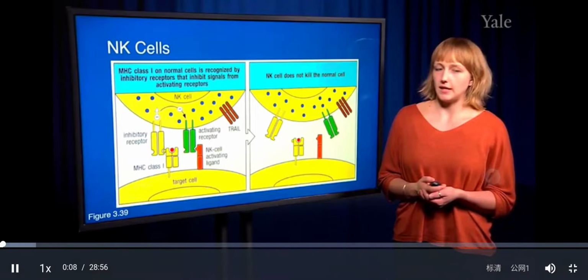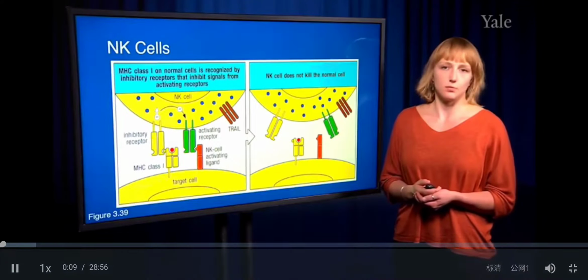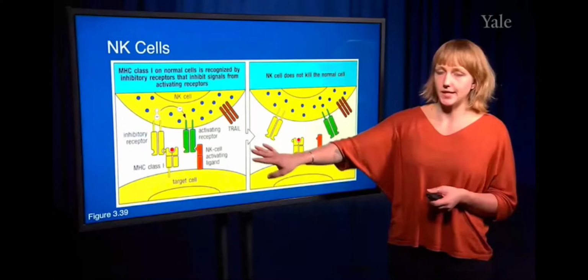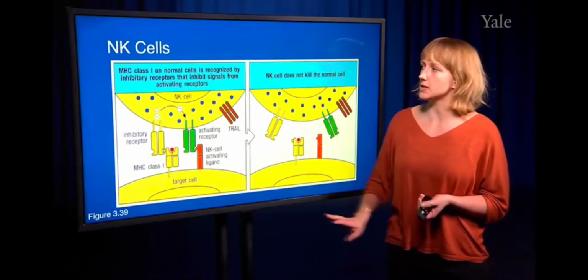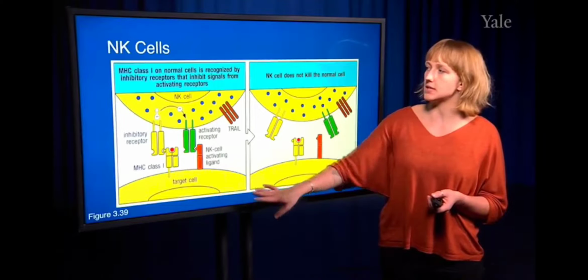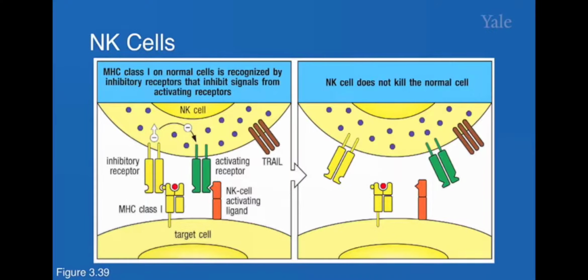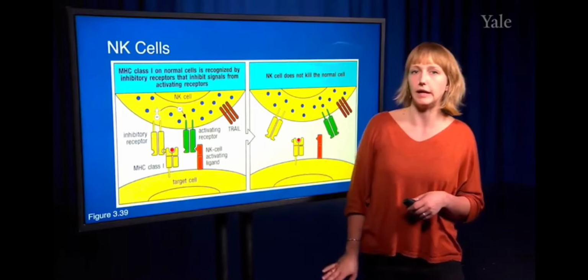NK cell work is as follows. So as you may know, MHC class I molecules are expressed on all nucleated cells of a host. So MHC class I on all normal cells, and by normal I mean uninfected cells, is recognized by inhibitory receptors that are on the NK cell. So you can see here that the NK cell has inhibitory receptors that interact with MHC class I molecules, and they also have activating receptors that interact with NK cell activating ligand on the target cell.